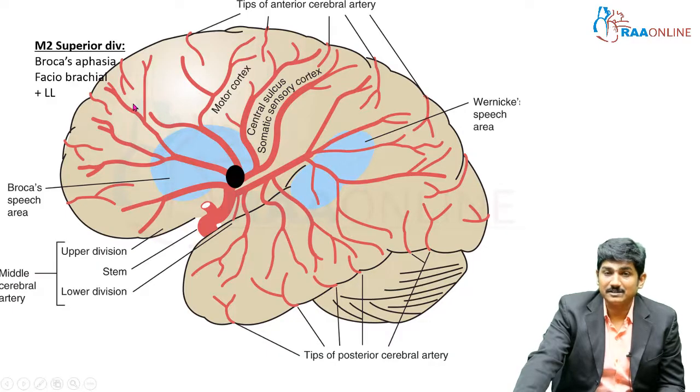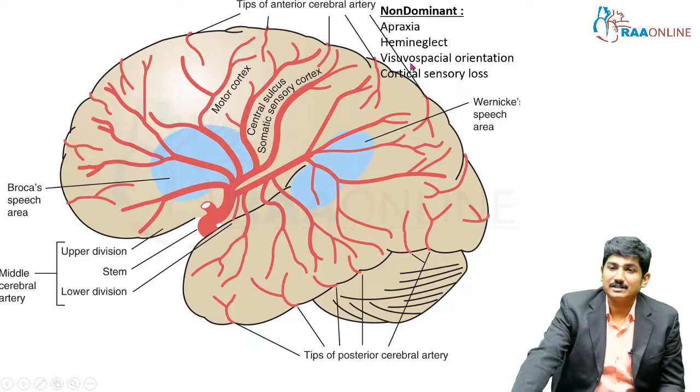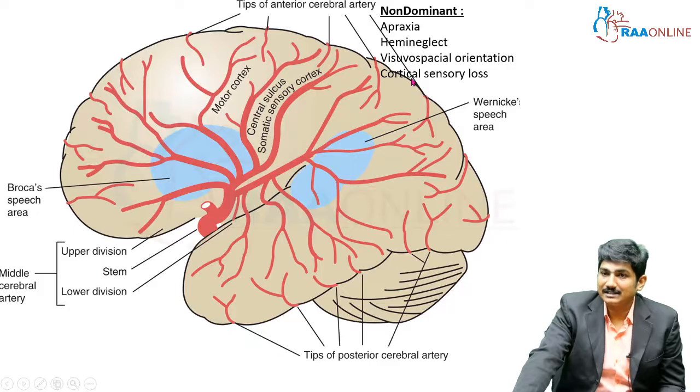So, the patient has hemiplegia. What if this is the non-dominant side? Broca's is a speech area. Speech area means it's dominant only. What if this happens on the non-dominant side? The patient will have apraxia, hemi-neglect, visuospatial disorientation and cortical sensory loss.